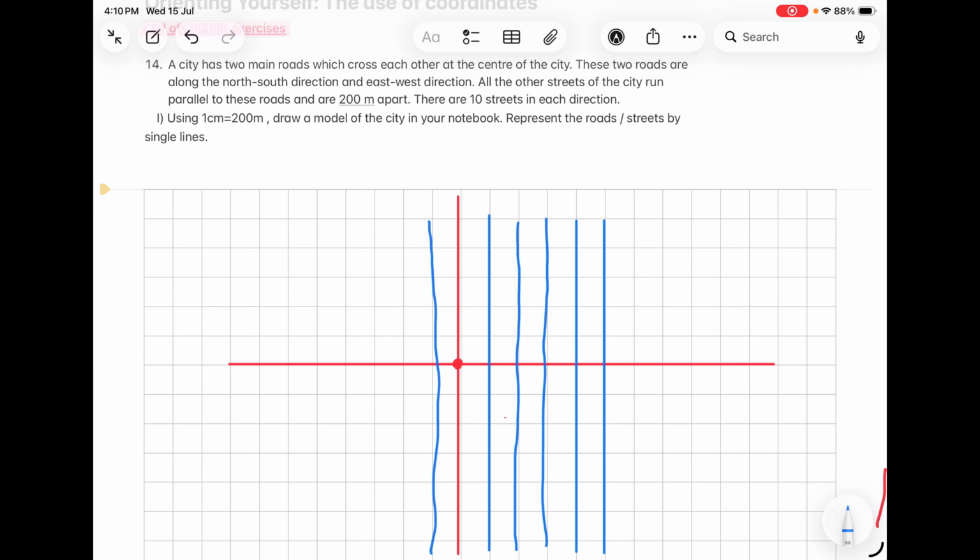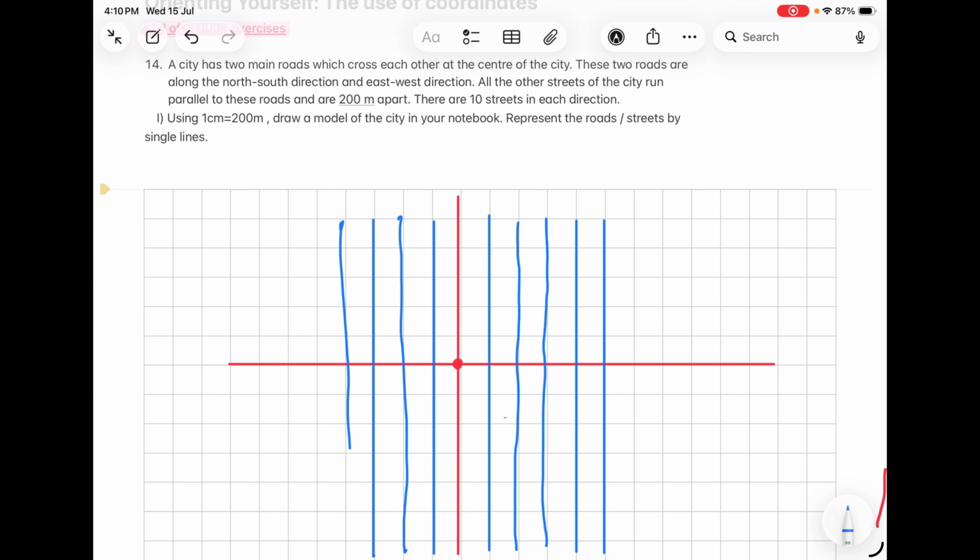Number 1, number 2, and this is number 3 street, number 4, and that is number 5. Total 10 streets. Similarly, along the east-west direction, there are a total of 10 streets, 5 in each direction.